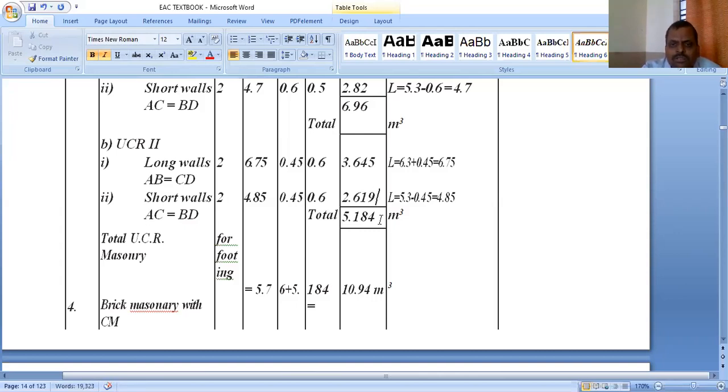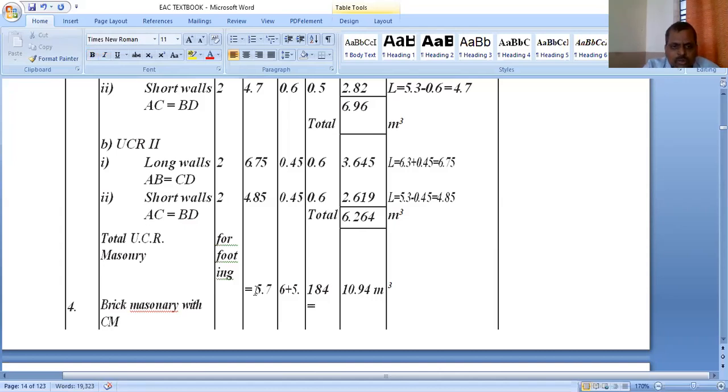So how much will be the total? We have to just go on adding this. The addition will be 3.645 plus 2.619. The answer will be 6.264. 6.264 is the final answer of the UCR masonry step 2.